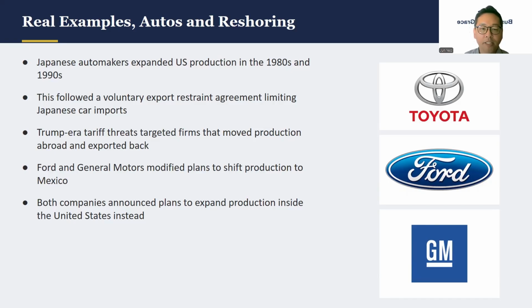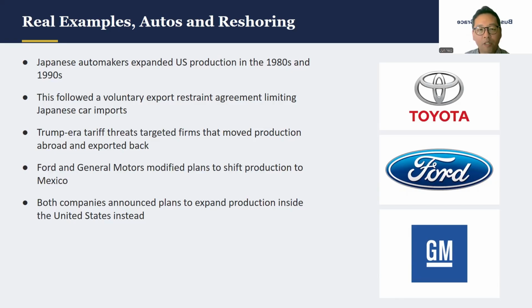More recently, President Trump threatened high tariffs on companies that moved production to other countries and then exported goods back into the United States. In response, several automobile companies rethought their outsourcing plans. Ford and General Motors both modified plans that would have shifted some production to factories in Mexico. Instead, they announced plans to expand production capacity inside the US.